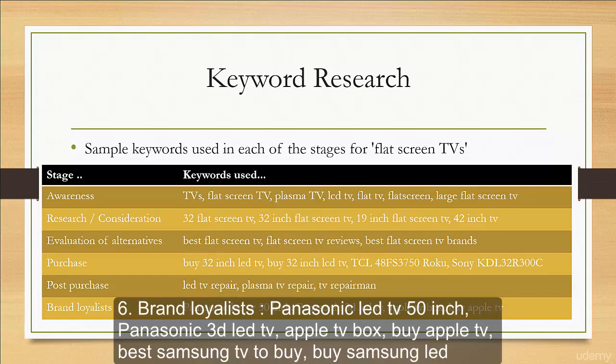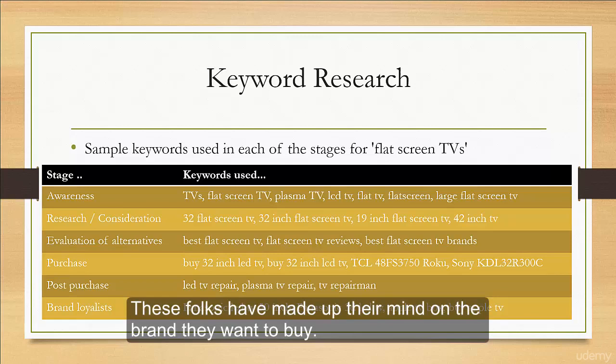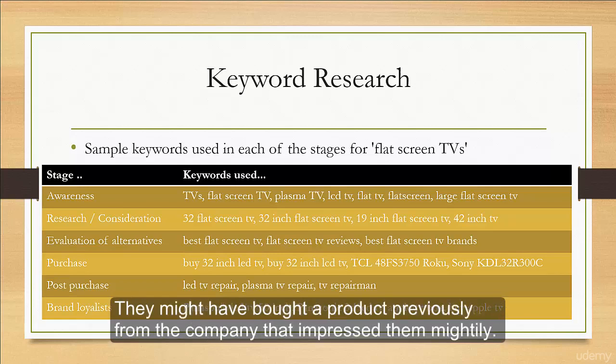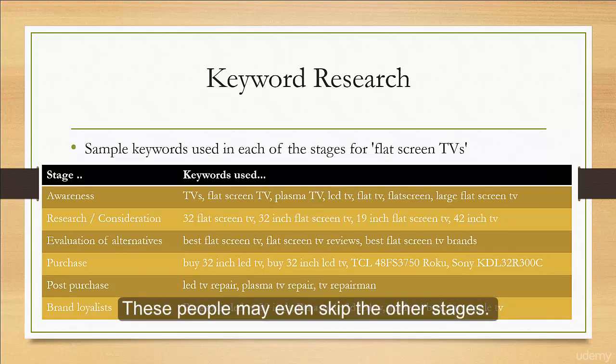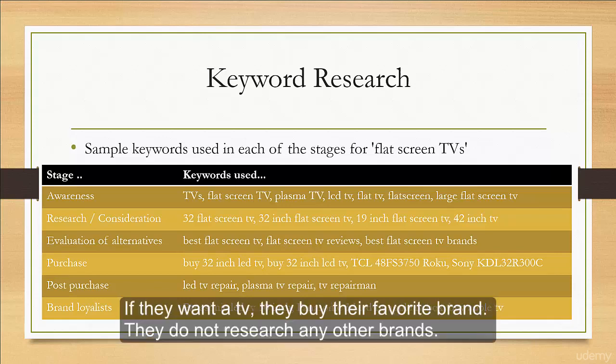Brand loyalists: Panasonic LED TV 50-inch, Panasonic 3D LED TV, Apple TV box, and so on. These folks have made up their mind on the brand they want to buy. They might have bought a product previously from the company that impressed them mightily. They now want to buy only that brand and no other. These people may even skip the other stages. If they want a TV, they buy their favorite brand. They do not research any other brands.